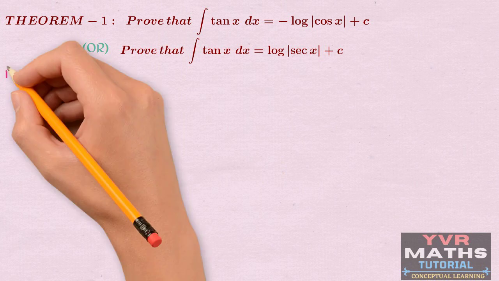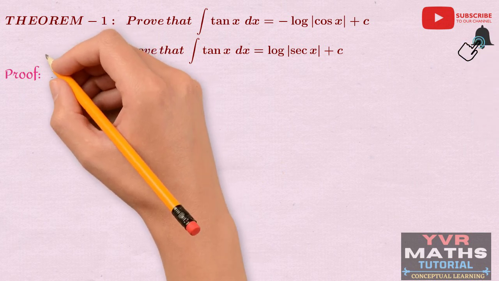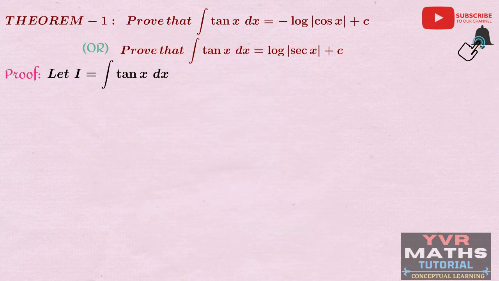Let us discuss proof of this theorem. First of all, I will consider the LHS part of the statement as I. Then let I is equal to integral tan x dx.